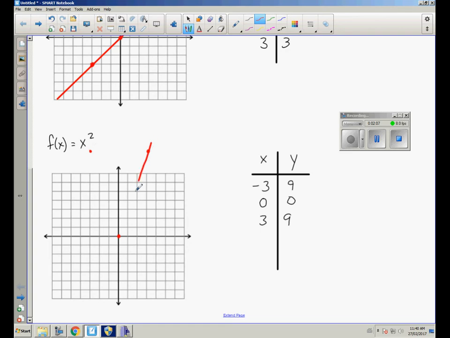So you can see with these ones, we're not connecting with straight lines this time. And these lines will go on indefinitely. We've got a vertex at 0, 0. So there's the squared function.